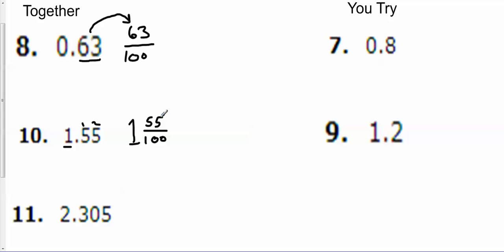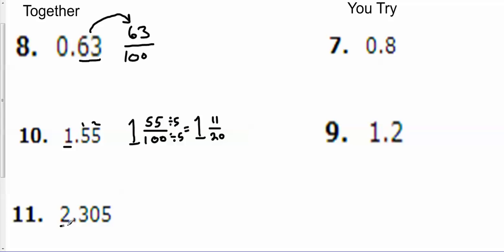Now the fun part, simplify. Divisibility rules. Ends in a 5, ends in a 0. I know they're both divisible by 5. So remember, got to bring that whole number over. 55 divided by 5 is 11. 100 divided by 5 is 20. So 1 and 55 hundredths is the same thing as 1 and 11 twentieths.